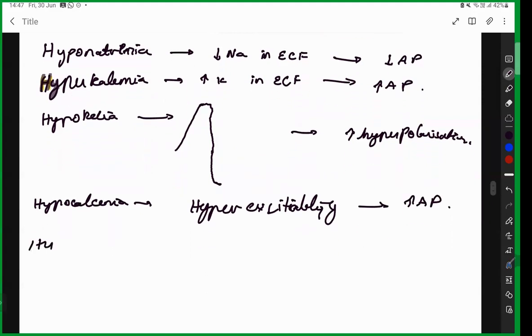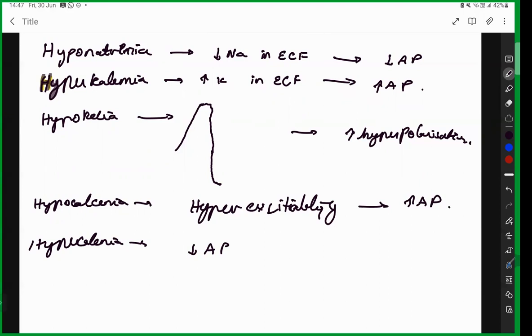Similarly, in case of hypercalcemia, an increase in the extracellular calcium concentration stabilizes your membrane. Therefore, it decreases the excitability. Unlike your skeletal muscles, don't confuse with skeletal muscle. In skeletal muscle, contraction increases in hypercalcemia, contraction decreases in hypocalcemia. But when you consider nerves, hypocalcemia will lead to hyperexcitability. Hypercalcemia will lead to a decrease in the action potential.